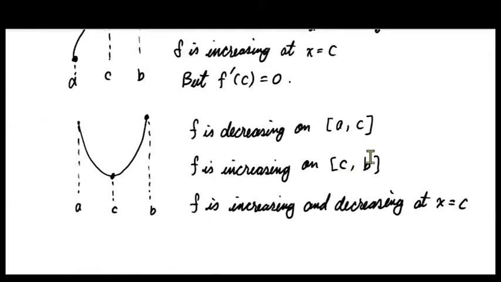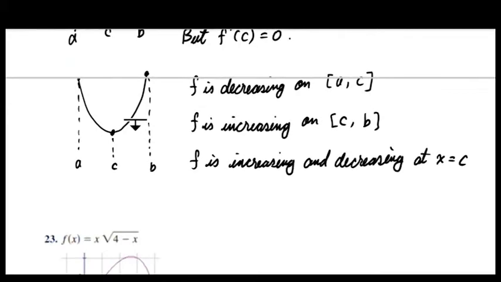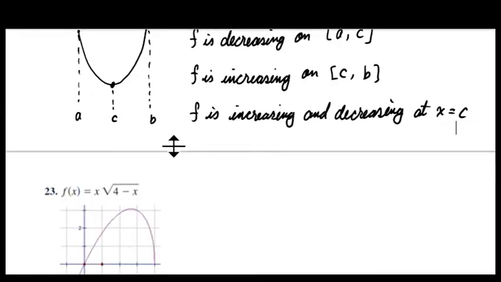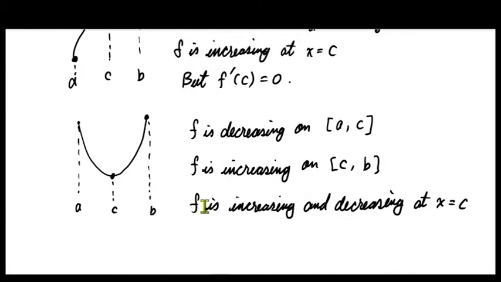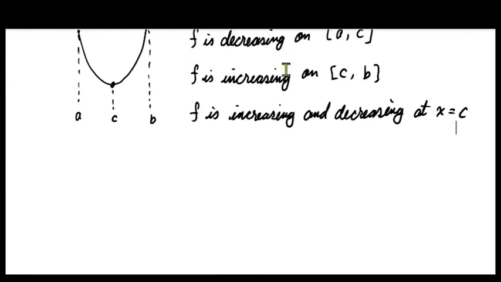I mean, I would exclude that point and make it neither increasing nor decreasing. That makes sense because it's flat, right? It's not changing up or down. But no, they want to include it in both places. What? The whole point is that increasing and decreasing is not defined by the derivative at all. And this is the worst example.